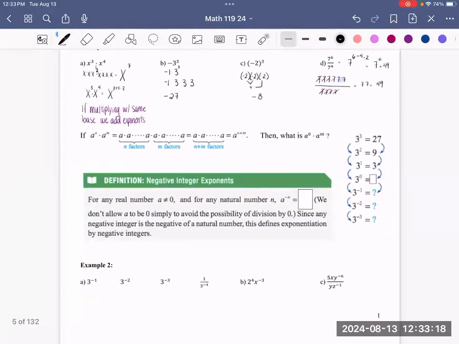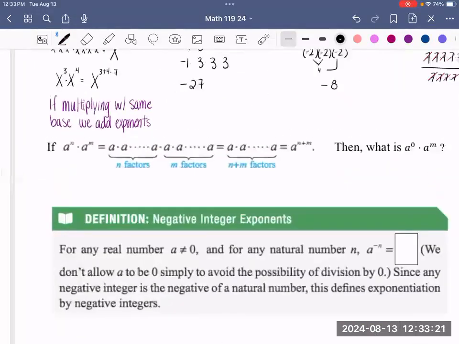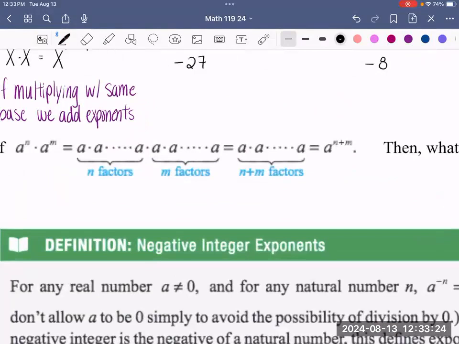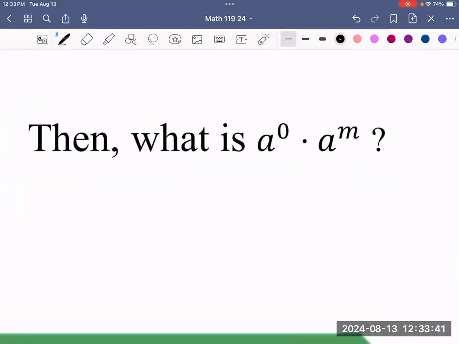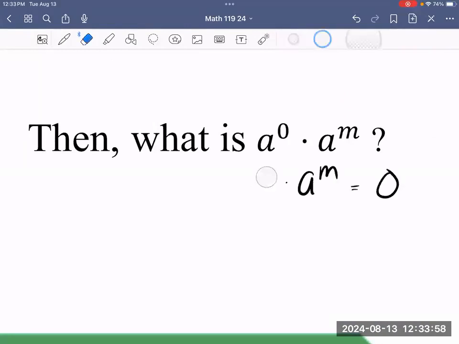Before we look at our next rule, think about what we did a moment ago when we added the exponents, where you said we add the exponents when we multiply two values of the same base. So what happens if we have a to the 0 power multiplied by a to the m power? A lot of students at first glance think this is really 0 times a to the m, so it must be equal to 0. But it's actually not equal to 0.